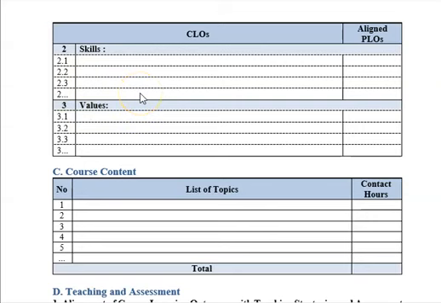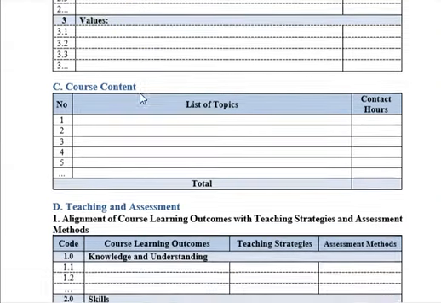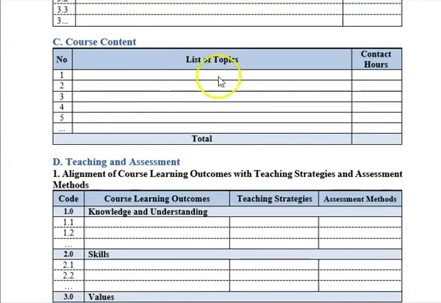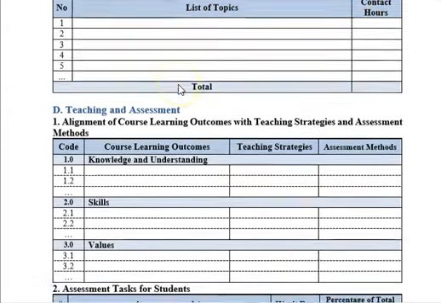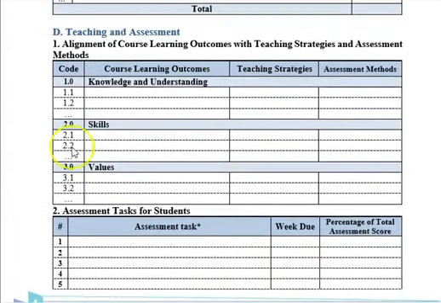The list of topics should be related to the course description and contact hours. The total should be the same as above. Next, teaching and assessment. As you see, this is the most important table in the course specification. Why? Because the learning outcomes of the course should be linked to a suitable teaching strategy and a suitable assessment method. For values, for example, if you want to measure ethics, you need a good teaching strategy, for example a micro project. The assessment is, for example, a similarity check.